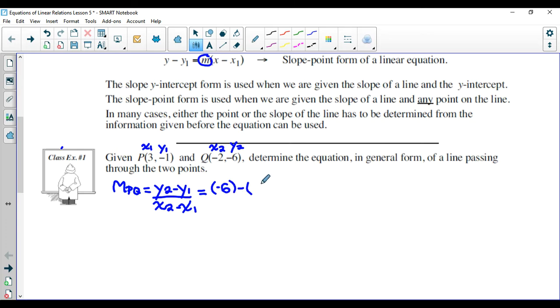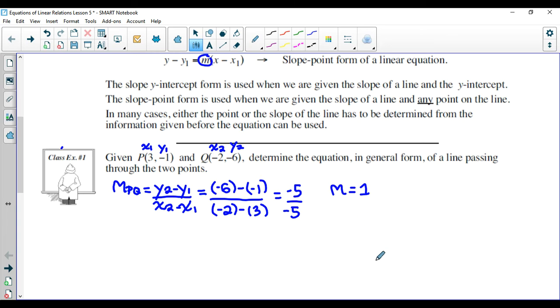Plug numbers into the equation. y2 has a coordinate of -6. Subtract y1, which has a value of -1. Divide this by x2, which has a value of -2. Subtract x1, which has a value of 3. Okay, so -6 minus -1 would be -5. Divide by -2 minus 3, which would be -5. And then -5 divided by -5 would just be 1. Therefore, the slope of PQ would be equal to 1.